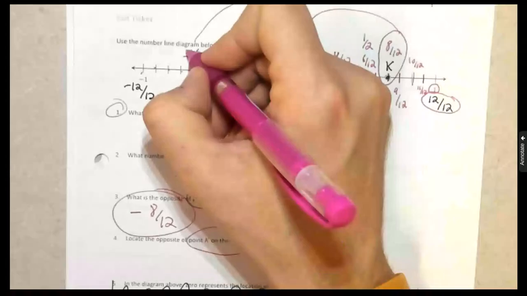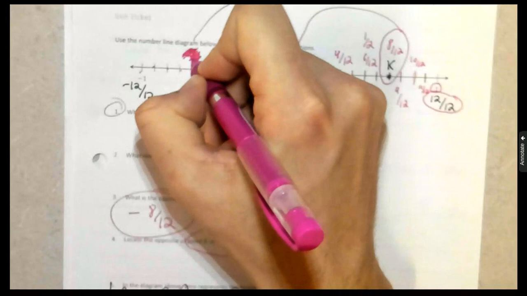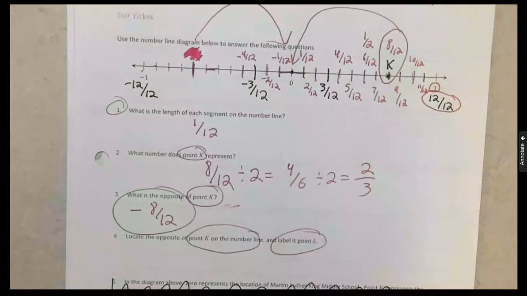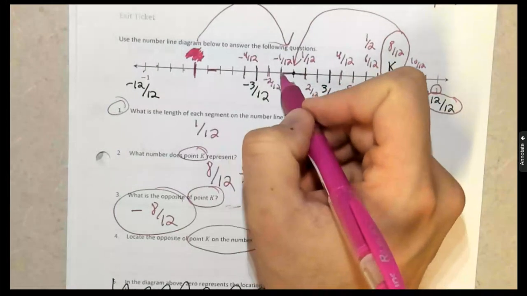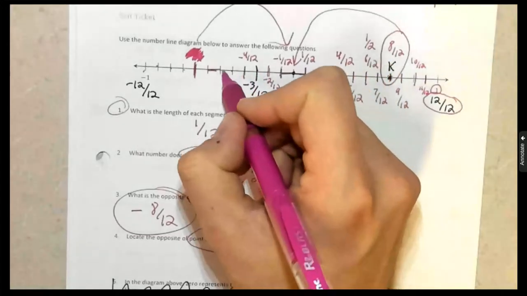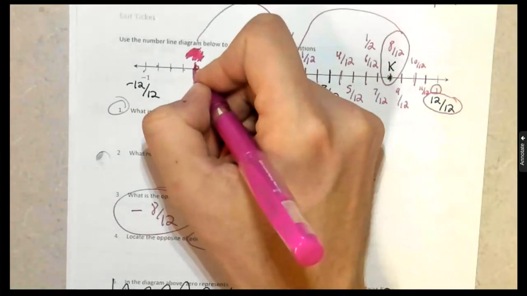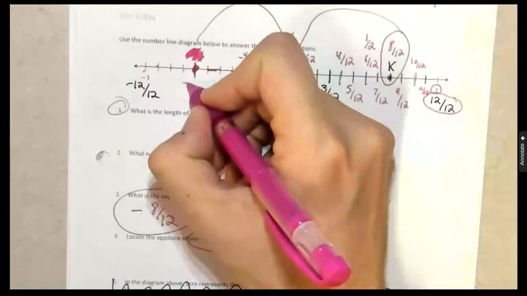So I should have actually labeled this point L. I did not read the directions all the way. So we found the opposite of point K. 8 spots away. 1, 2, 3, 4, 5, 6, 7, 8. 8 spots away from 0. That is -8/12. You're labeling that point L.